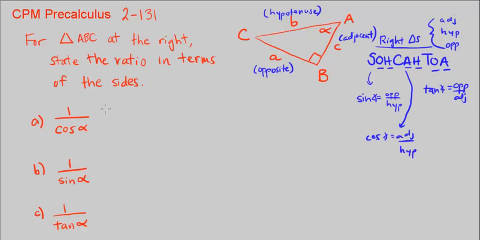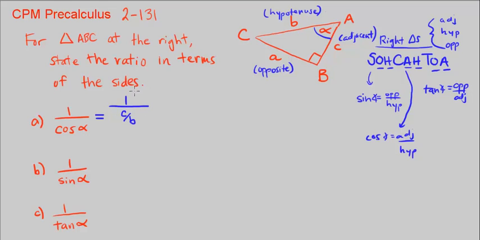So when we plug these in, we have 1 in the numerator, and cosine of our angle, this is alpha. This symbol right here is alpha. So cosine, we know from CAH, is adjacent over hypotenuse. So remember, from angle A, the adjacent side is C, and the hypotenuse is side B.